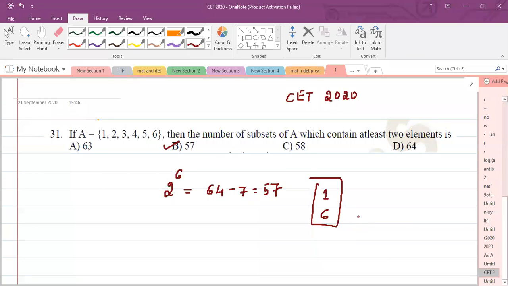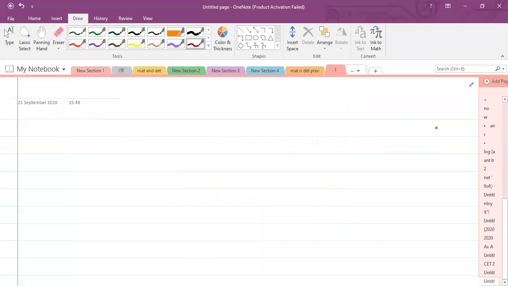So as I already discussed, here the answer will be 57, because out of this 2 raised to 6, we need to subtract the subsets with zero elements and 1 element, that is 57. So let us move on to the next question. That will be from the 2019 CET paper.